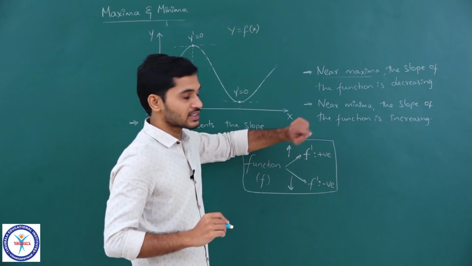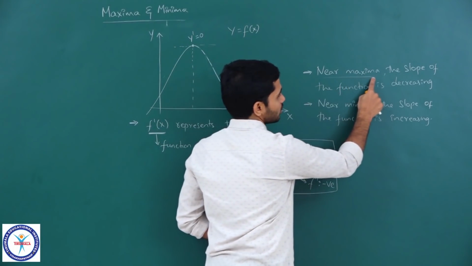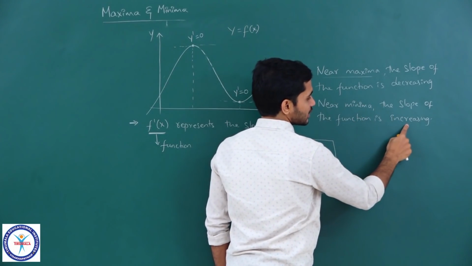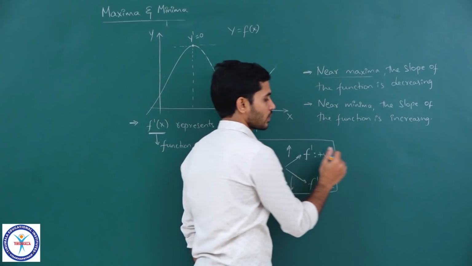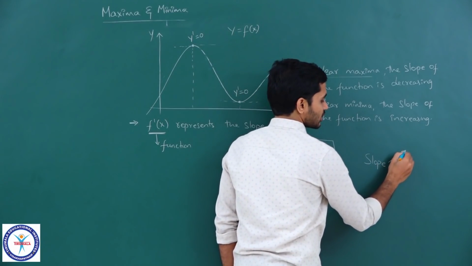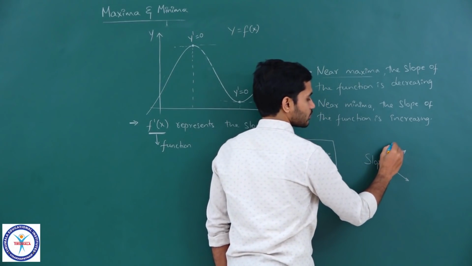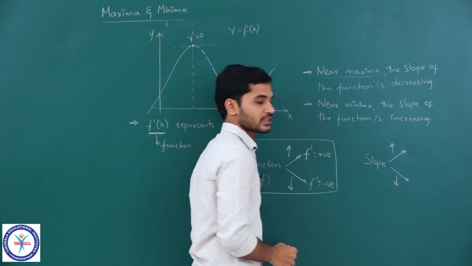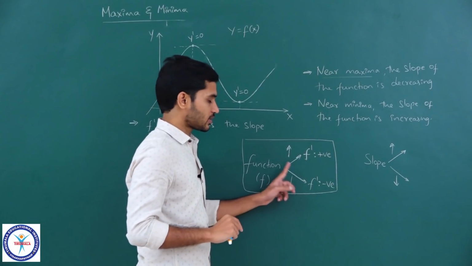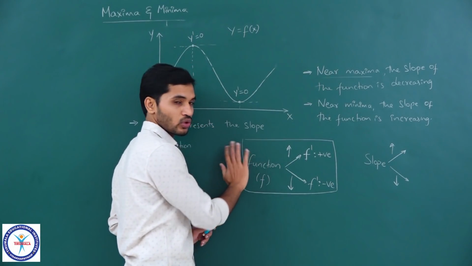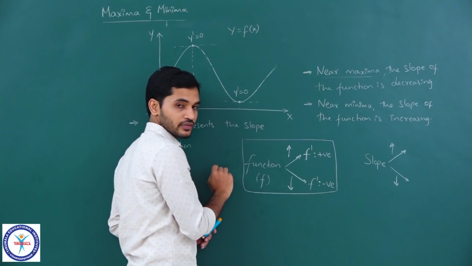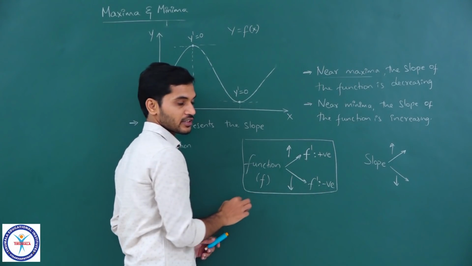Now, please look at these results which we talked about. Near maxima, slope is decreasing, near minima, slope is increasing, right. Now, let us talk about slope. Slope is decreasing one time and increasing one time. Now, observe the analogy between this and this. Whatever be that function, for that function to increase, its derivative should be positive, for that to decrease, its derivative should be negative.